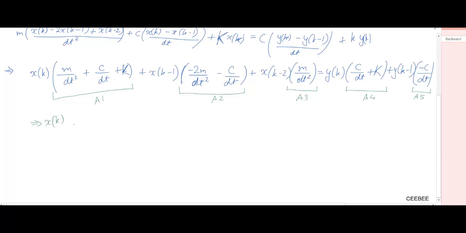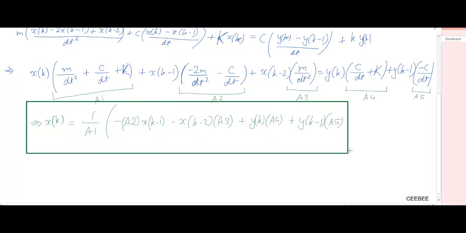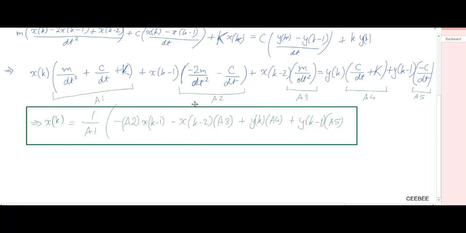We'll use simple algebra and solve the equation for x k, bringing everything to the right hand side. The way it will work is 1 over a1 times minus a2 x k minus 1 minus x k minus 2 over a3, plus a4 and a5. So we have this equation, and we're going to use this equation in our code. So let's go over to the code.